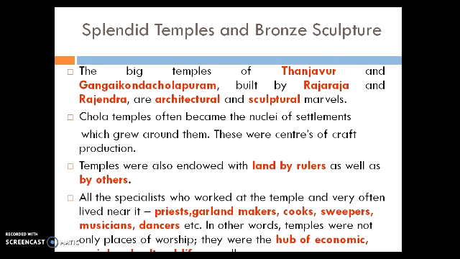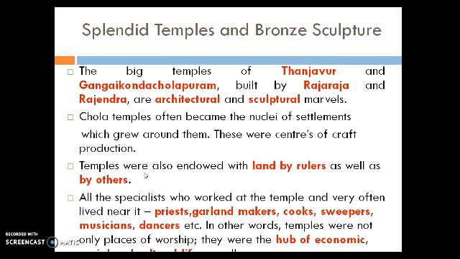The Chola kings Rajaraja and Rajendra built big temples at Tanjavur and Gangaikondacholapuram. These temples are famous for their architectural and sculptural marvels. Architecture means they are good in design and building, and sculpture means a statue of a person or something made of bronze. Also, these temples were centers of craft production. Craft production means manufacturing something by hand.